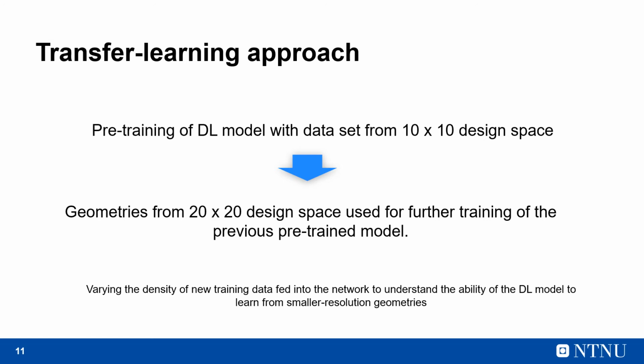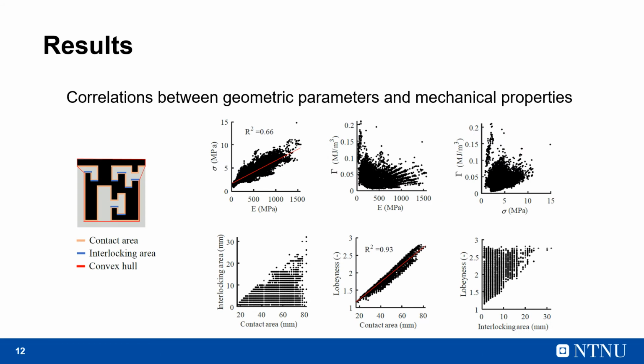And finally, we adopted a transfer learning approach. So we did prove that pre-training our deep learning model with a dataset from a smaller design space, in this case a 10 by 10, can be used for predicting the mechanical properties of geometries from a larger design space, in this case a 20 by 20, just by showing to the network just a few new examples from the larger design space.